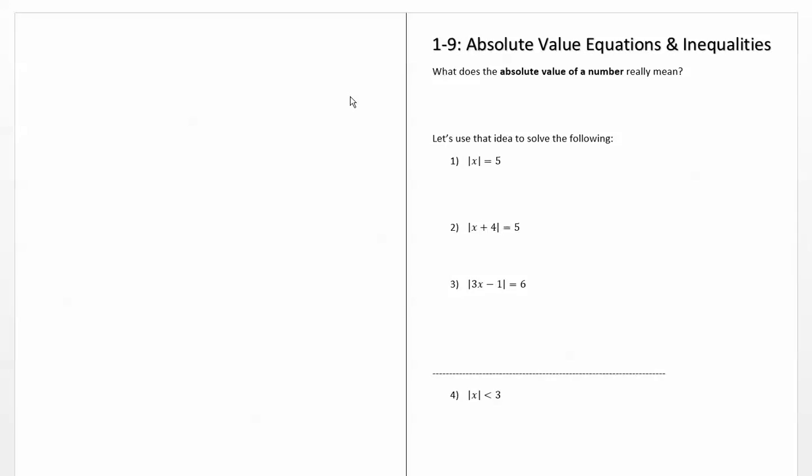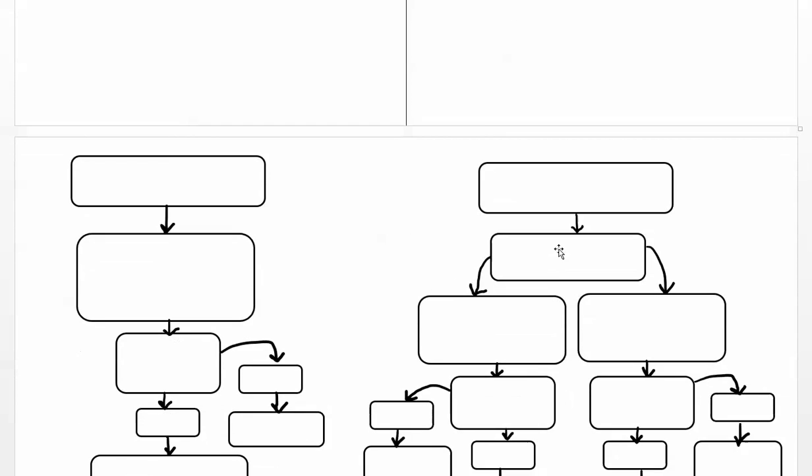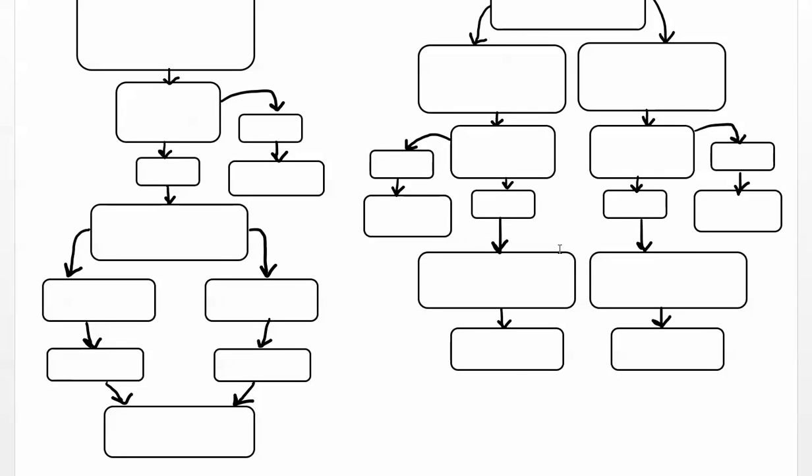Alright, so welcome to a video for section 1.9 on absolute value equations and inequalities for Math 1. And this is a handout that I gave you on Wednesday. It was a blue piece of paper. This is the front, and this is what the back looked like.